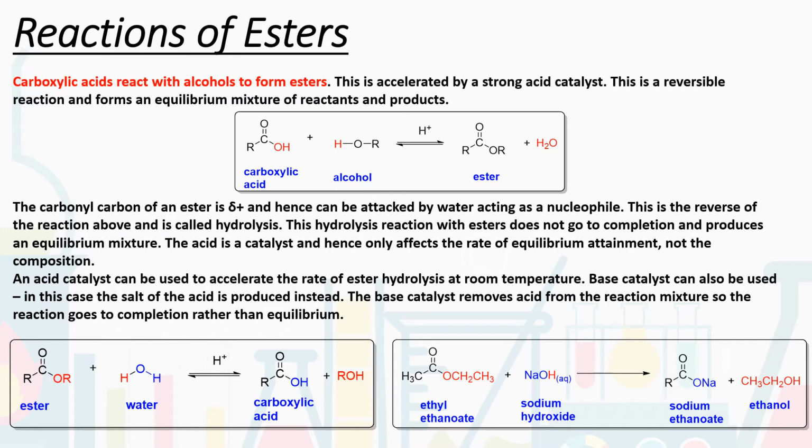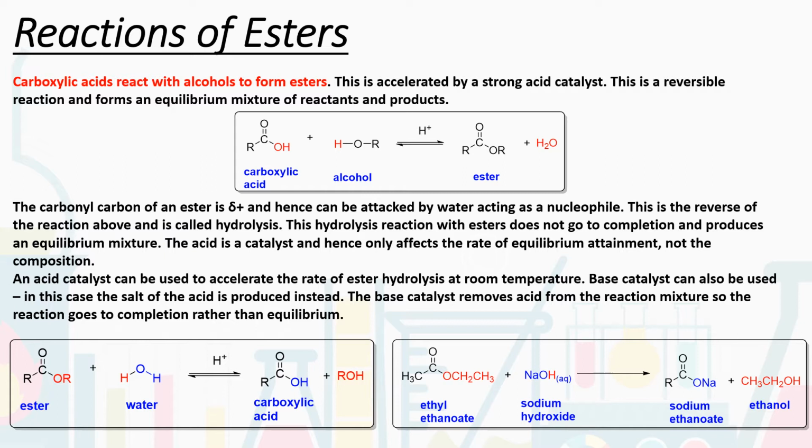It doesn't affect the equilibrium composition. Remember that catalysts do not affect whether it favours going forwards or backwards, but it affects the forwards and backwards rates equally, so it doesn't affect the position of equilibrium, just affects how quickly we can get to equilibrium. So we can use our acid catalyst to accelerate the rate of ester hydrolysis at room temperature.